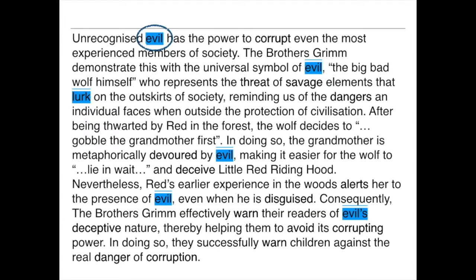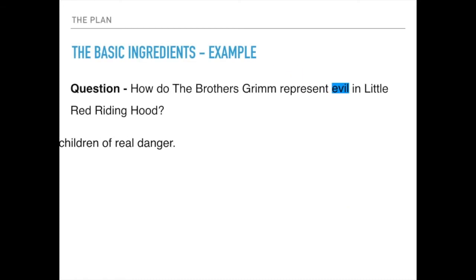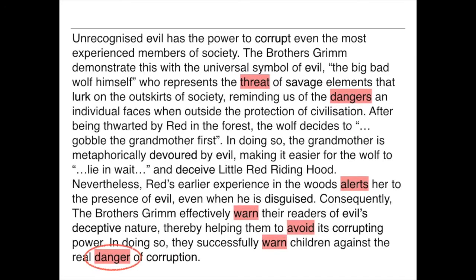So we can see that the keyword we identified, evil, and some other related words like lurk are spread throughout the entire paragraph. And the same goes for a thesis, which should focus on one main idea. In this case, the keyword is danger, which shows up here in red. And you can see that it and related words are spread all through the paragraph.